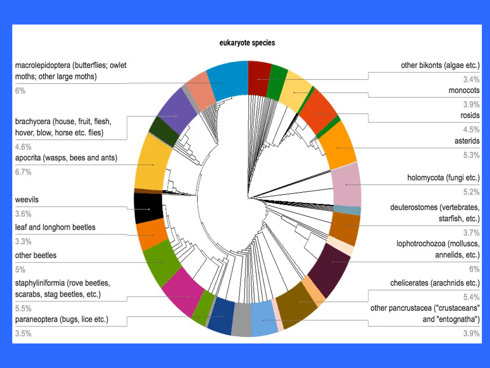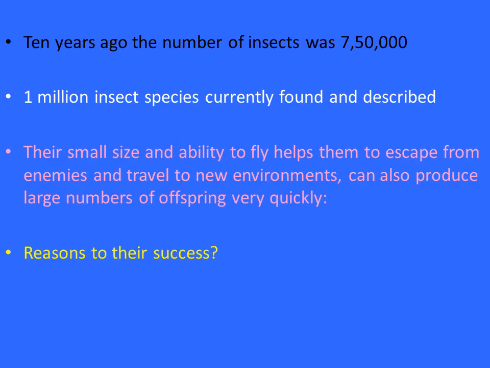Now, looking at this figure, one can easily say that the left half of this diagram shows 50% of insects, and the right half shows 50% of other organisms of the eukaryote species.